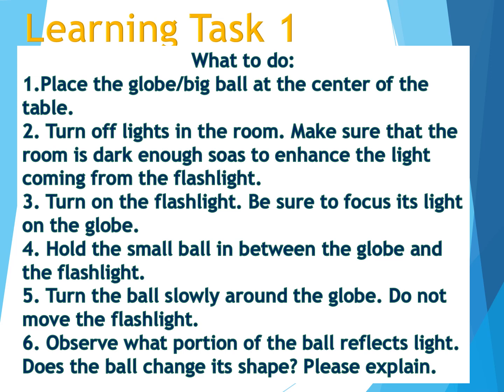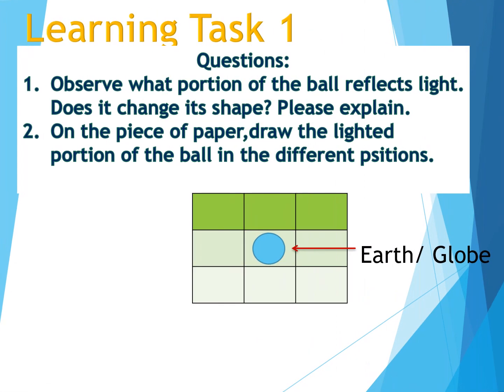Number 5, turn the ball slowly around the globe. Do not move the flashlight. Observe what portion of the ball reflects light. Does the ball change its shape? Please explain. So, these are the guiding questions. Observe what portion of the ball reflects light. Does it change its shape? Please explain. On a piece of paper, draw the lighted portion of the ball in different positions. So, I have here an illustration of Earth or globe.